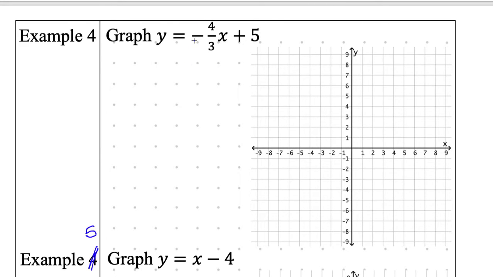So example number 4. Go for it. Try it yourself. Pause the video. And here I go. So to do this one, I opened it for you. You go up 5 on the y-axis first.